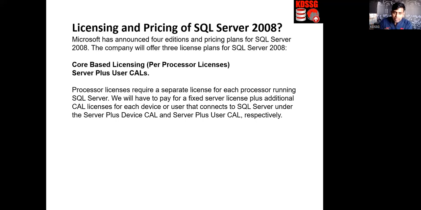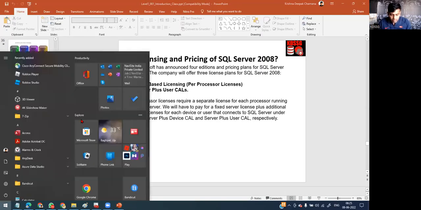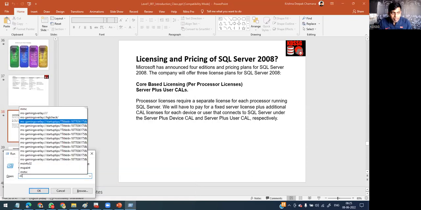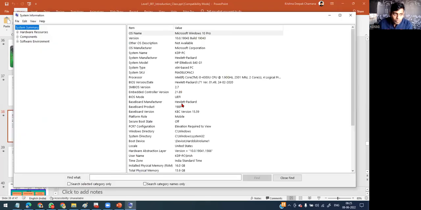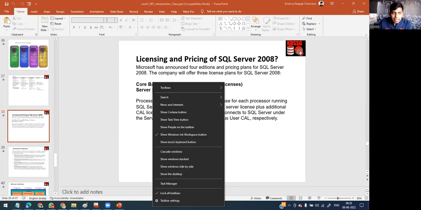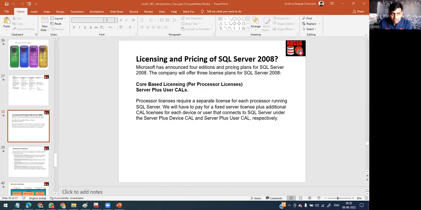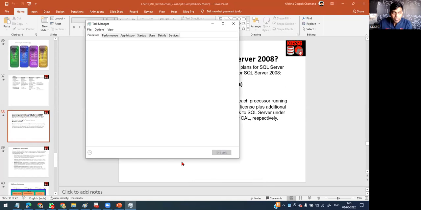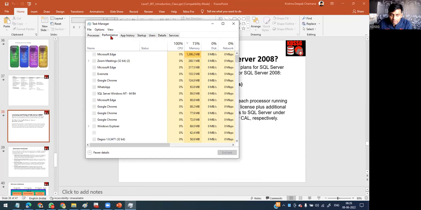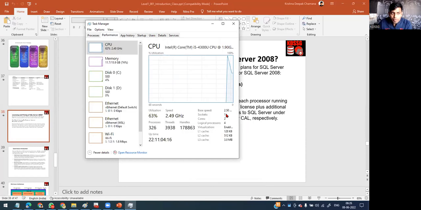Any of you, sir, you can check your systems and tell me, does anybody have more cores than 4, 8? You just have to run which command, sir? msinfo32. So go to Start, Run, open Run, type msinfo32. In msinfo32 processor information, you will see how many cores you have. Or an even easier option: right click on the taskbar and say Task Manager. In Task Manager, go to the Performance tab. In the Performance tab, you will see the processor information. Sockets 1, cores 2. So mine is a 2-core system, not 4. I'm sorry.